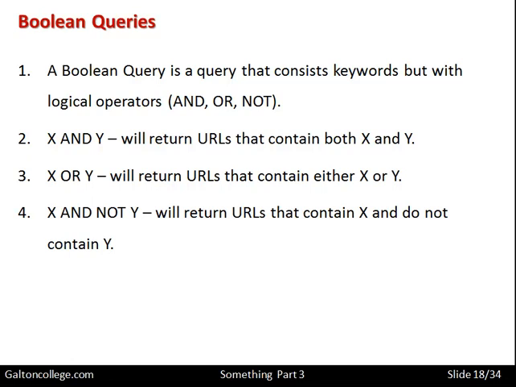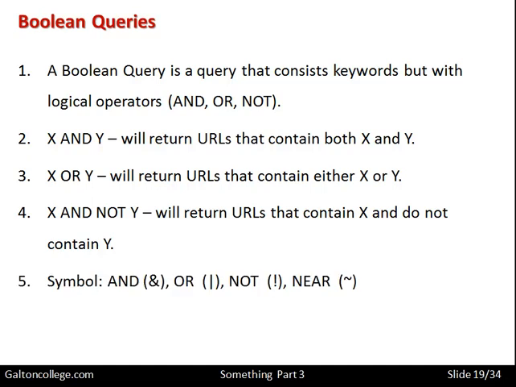We could also have X AND NOT Y, which will return URLs that contain X and do not contain Y. So it's another way we can have some queries, some keywords that we're looking for, but we're not looking for another keyword that sometimes may be associated. So we're deliberately excluding something else.